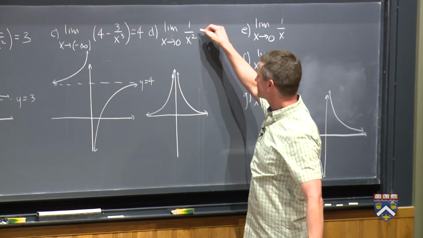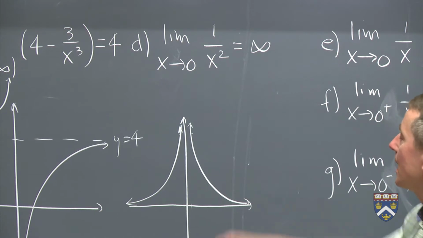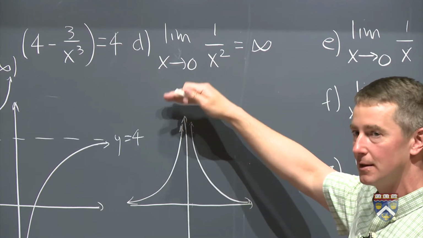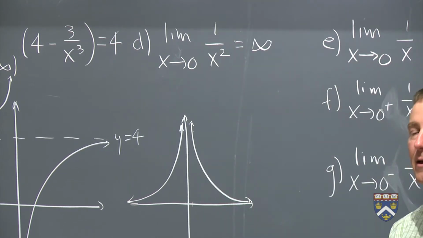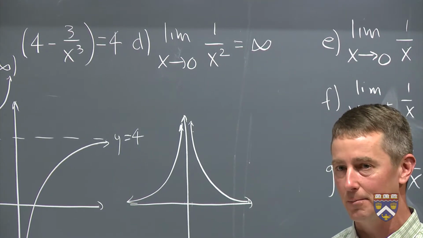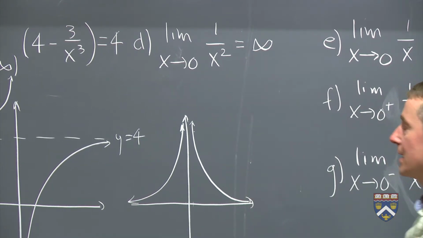And so we write that this limit equals infinity, positive infinity, because these y values will eventually get up to 1,000, and then 10,000, 100,000, a million, a billion, a trillion, a quadrillion. They will get up and they will exceed any number that you can think of. And that's what we mean when we say that the limit equals infinity.